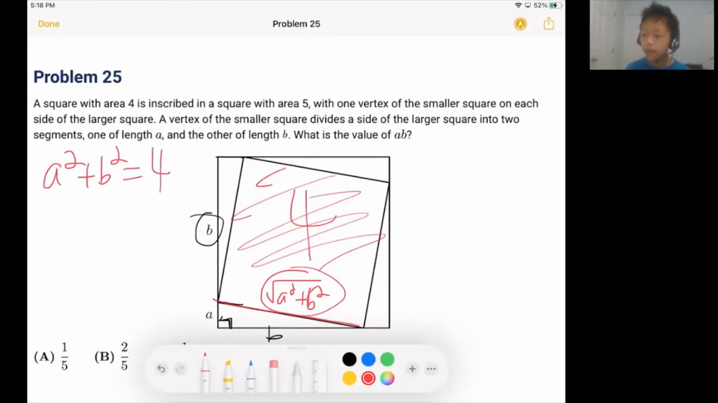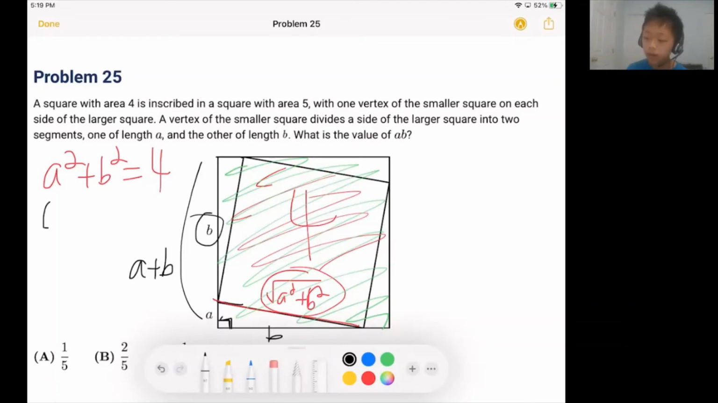You can do the same logic for the big square, colored in green. The entire thing has area 5, and it has side length A plus B. So the area of the big square is the side length squared, A plus B squared, and this has to equal 5, since we're given the area is 5. We can expand this out: A squared plus 2AB plus B squared is 5.